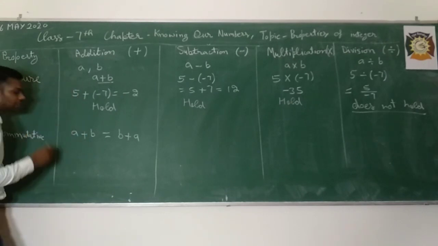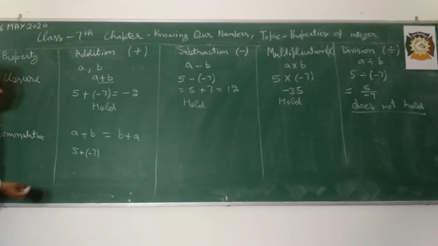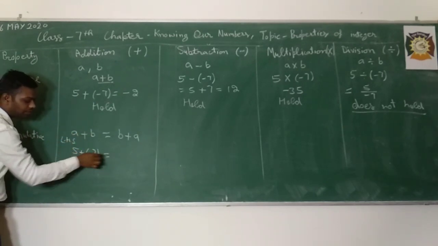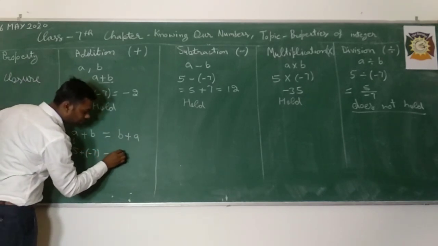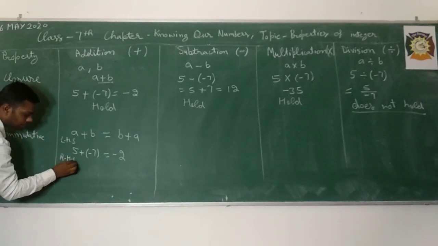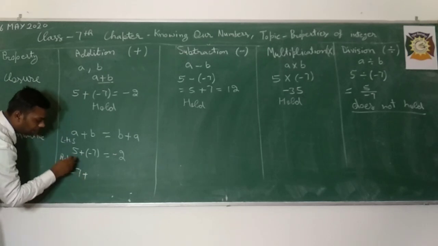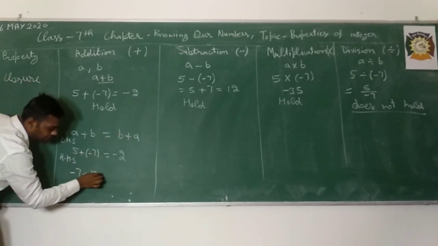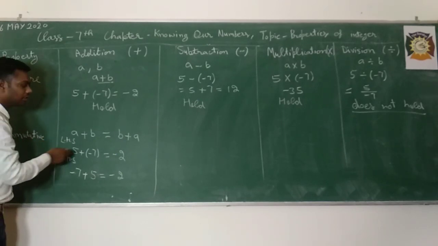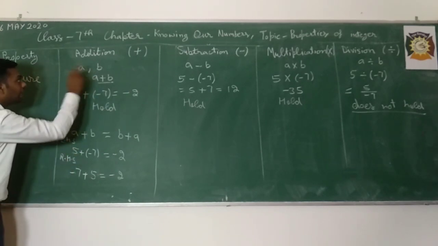Let's try with this same example. A equal to 5, B equal to minus 7. This is our left hand side. What we get? 5 plus minus 7, that is equal to minus 2. In right hand side, B equal to minus 7 plus A equal to 5. What do we get? Minus 2. Left hand side equal to right hand side. So we say that the commutative property holds in addition.